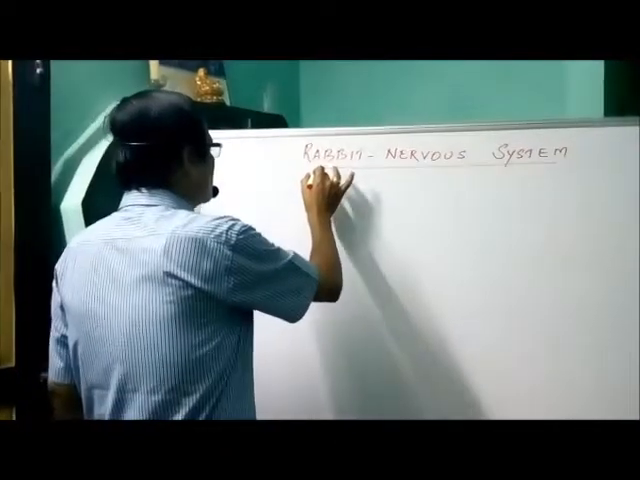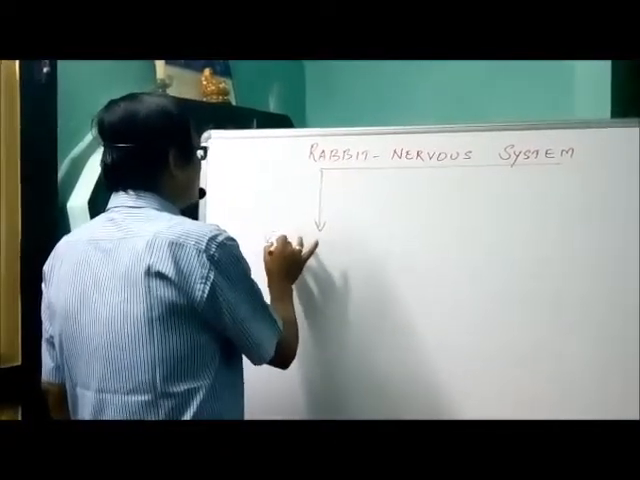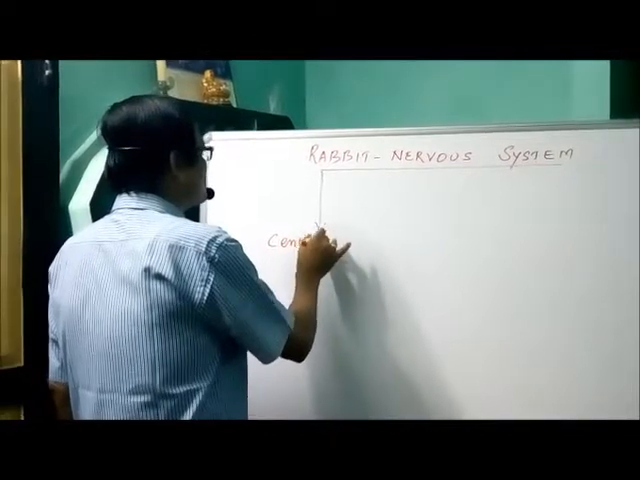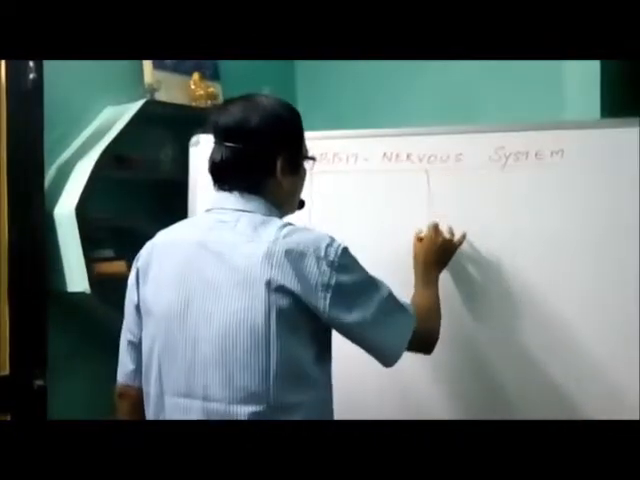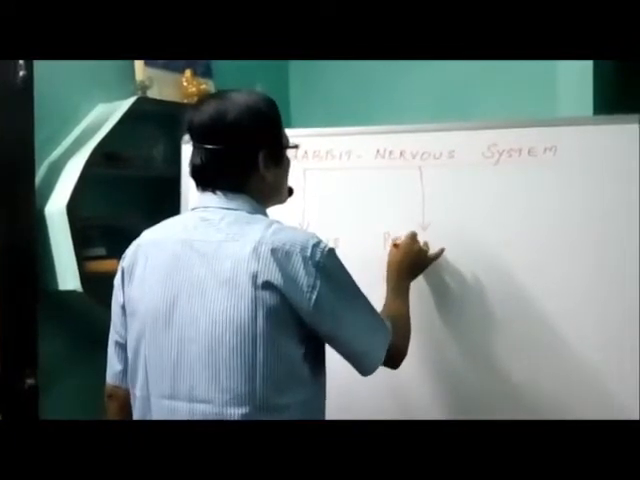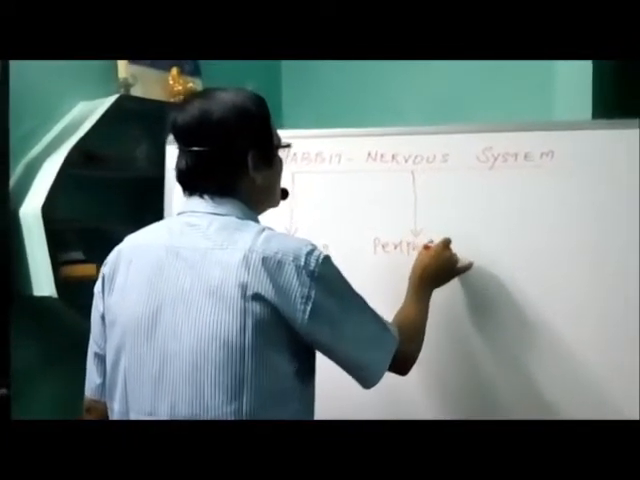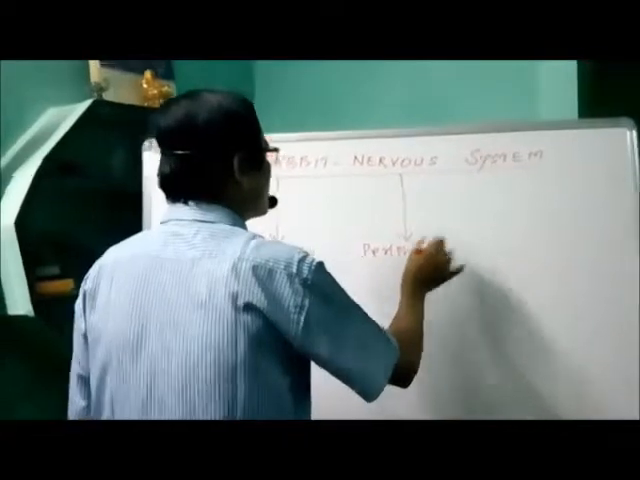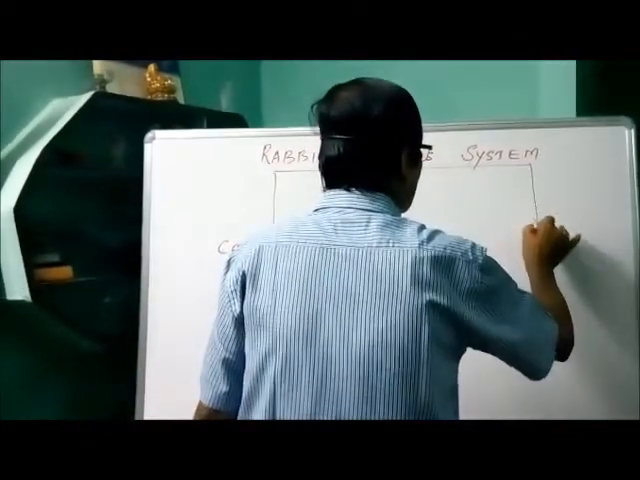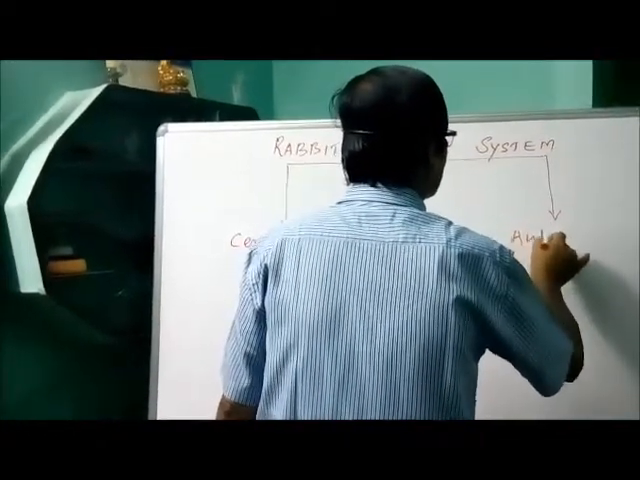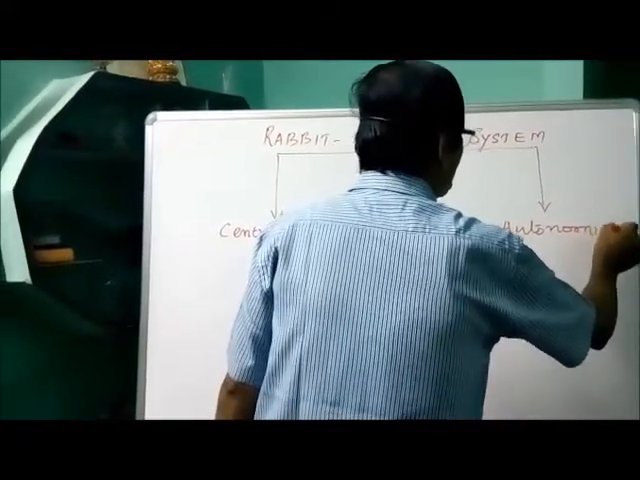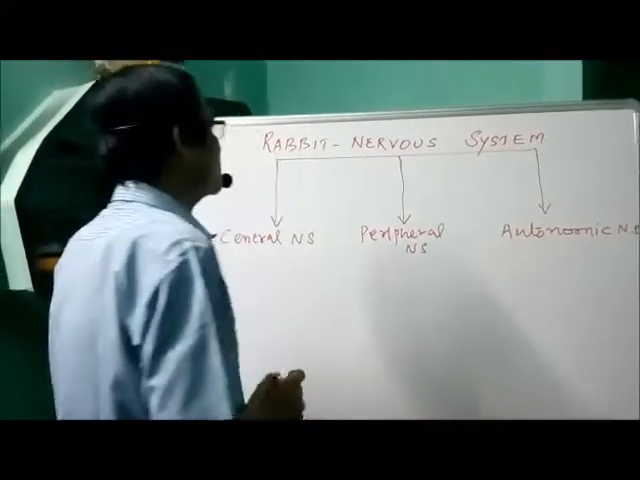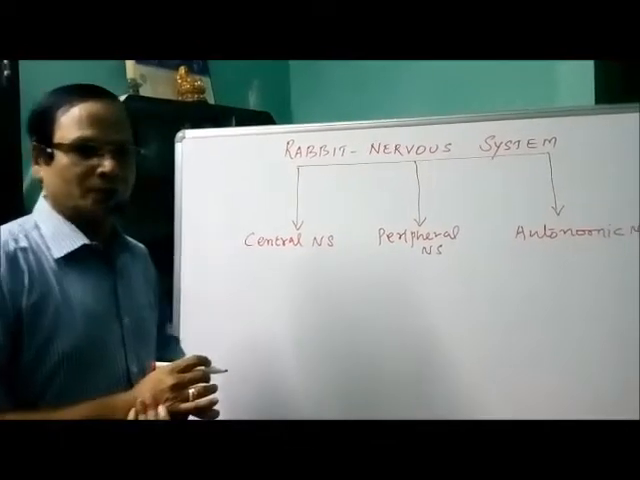What are the divisions of the nervous system? 1. Central nervous system. 2. Peripheral nervous system. And the third one, autonomic nervous system. So these are all the three divisions of the nervous system.